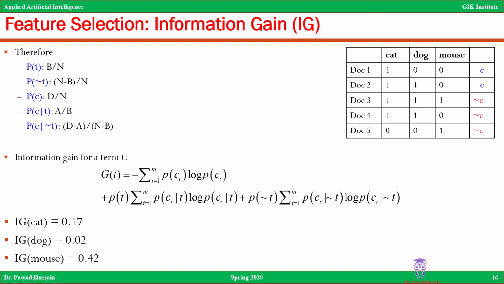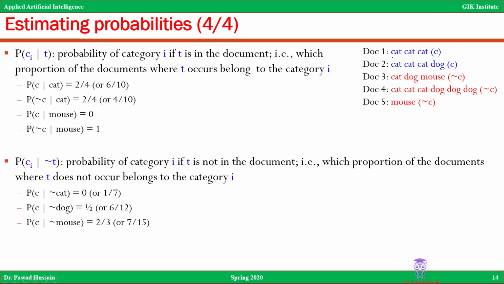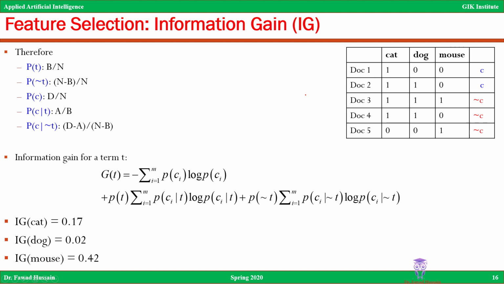So I have represented this in the form of the standard matrix. So if cat occurs, I put a 1. As I said before, I'm not counting the number of times. I'm just using a yes or no, a binary occurrence. So this is the resulting data set. So I have cat occurring in 4 of the documents.